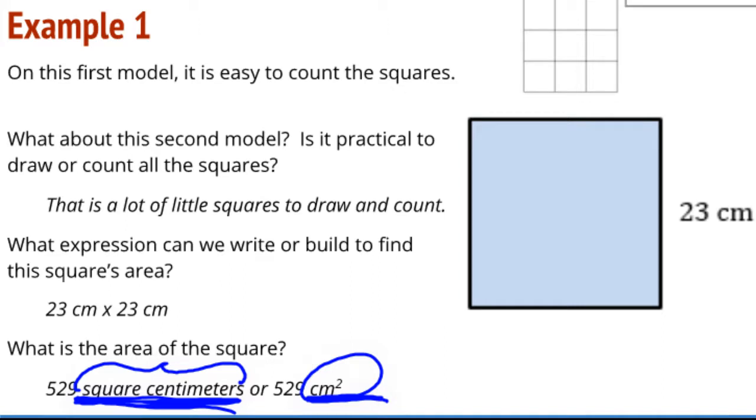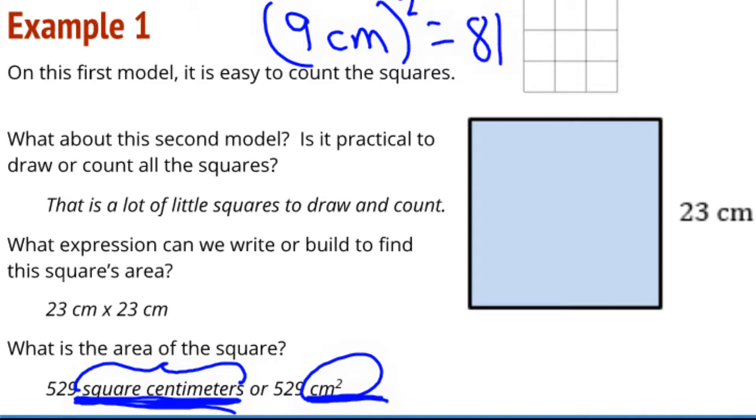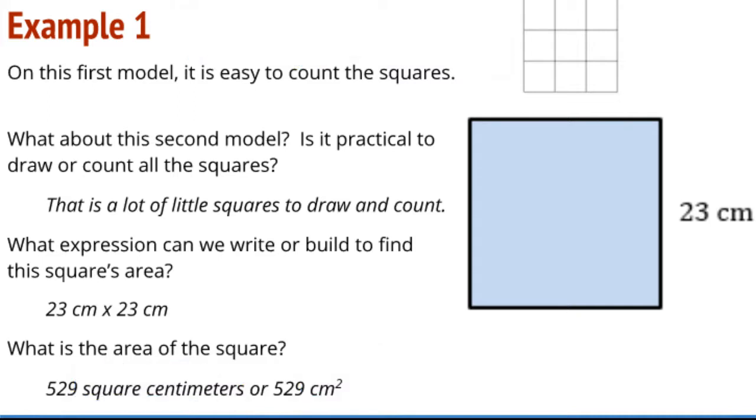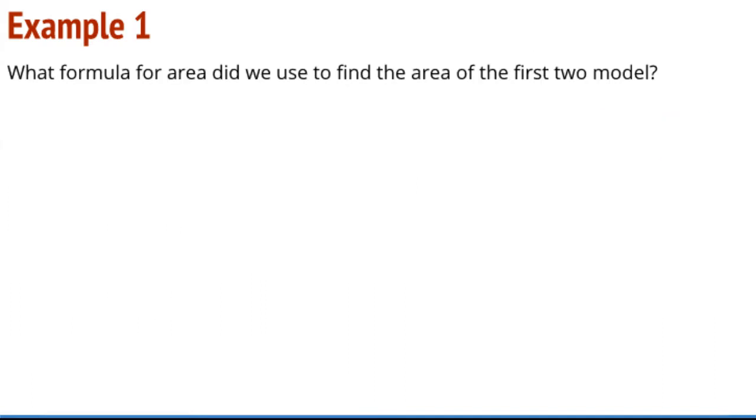If you were to say to me 9 centimeters squared, in my head I could think of 9 centimeters, and then I would square it and I would get 81. That's a little bit different than 9 square centimeters. All right, so what formula for area did we use to find the area of the first two models? Well, we did area is equal to the side squared, or area is equal to the side times the side. All we've done is taken this exponential form and written it out in expanded form.